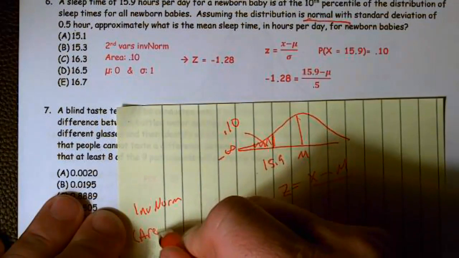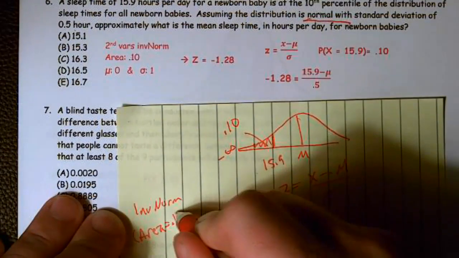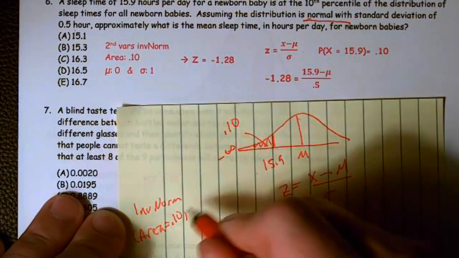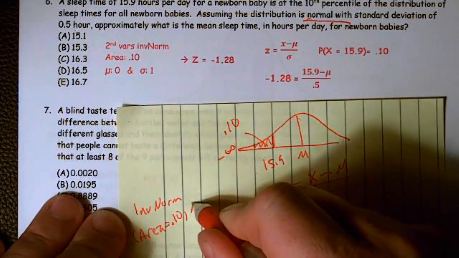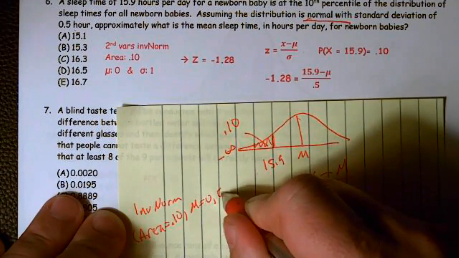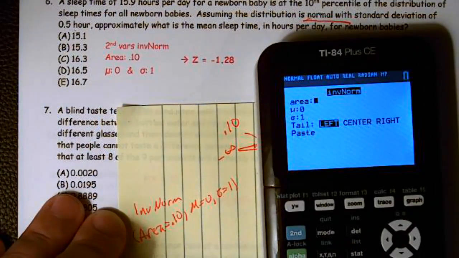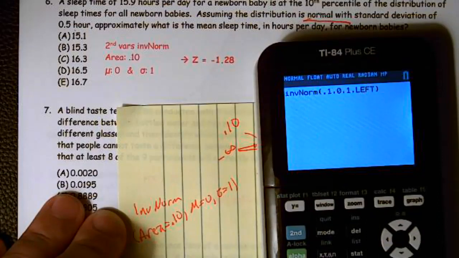In this case, area equals 0.10 because it's a percentile rank, and we know percentile ranks go from left to right. And we have a z-score, so mean equals 0, standard deviation is 1. So I've gone to area, inverse norm, and I enter 0.1, mean is 0, standard deviation 1. And I calculate, and I get negative 1.28.